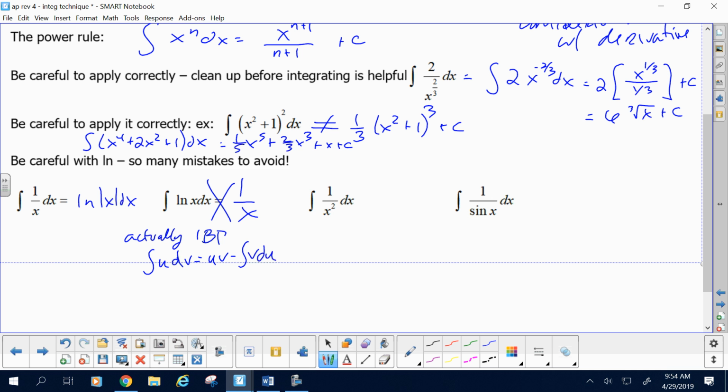Okay? 1 over x squared. Is it 1 over x? No, I'm going to rewrite this. I'm going to take the time to say, all right, if I rewrite that first, then power rule, raise it by 1, divide by the new, so it's actually negative 1 over x. Let's see, not 1 over x. Take your time, rewrite it cleanly.